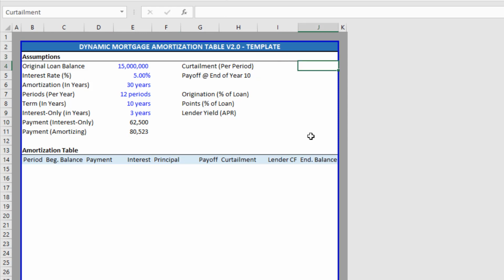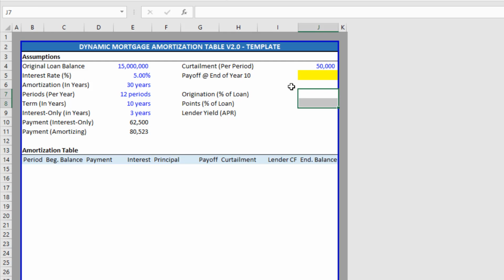Next we have curtailment per period. Again, curtailment payments are additional payments to principal. And in this amortization table, we're going to assume that the borrower is making monthly curtailment payments. Now, I should say that including curtailment is not typical of an amortization table, but it's a fairly simple thing to add here, so I thought I'd include it as a feature. Next, we have payoff, and I'm going to come back to this. So for now, I'll just highlight this yellow.